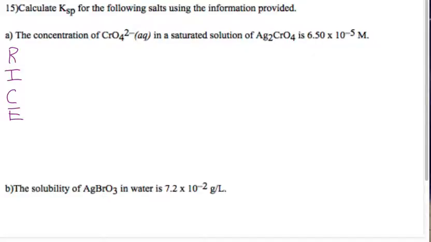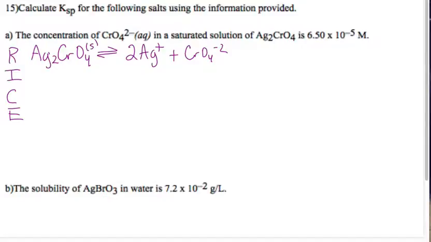So in this problem, the concentration of chromate in a saturated solution is that value. So what is the solid we're dealing with? Look at the problem. Silver chromate. So Ag2CrO4 is going to be in equilibrium with its ions, so it's 2 silvers plus the chromate. You're not given equations this time. It's up to you to take that solid and split it into ions. Because this is your solid, we don't worry about it.